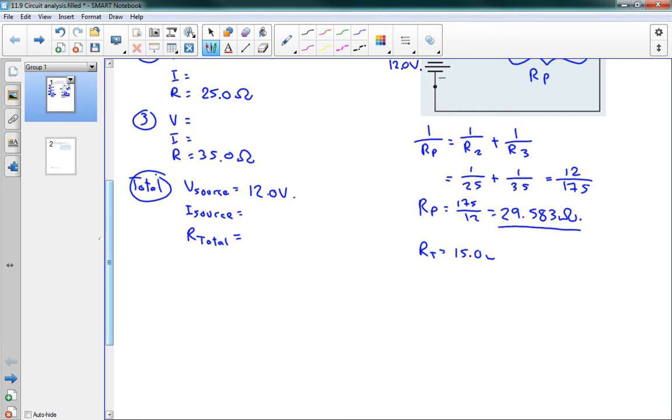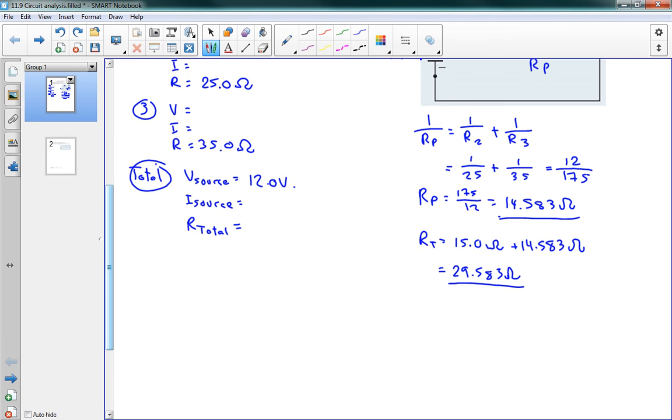We get 15.0 ohms plus 29.583. So our total resistance here is equal to, I'm sorry, I've been putting the wrong number. 29.583 is the RP answer, it's not the answer here. I'm sorry about that. So this is 15.0 plus 14.583. And I'm just going to get rid of that underline there. And so the total there is 29.583.